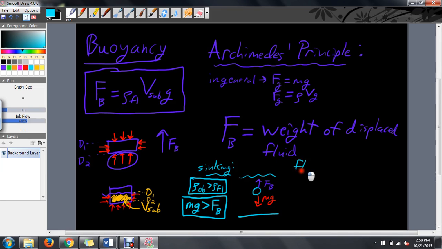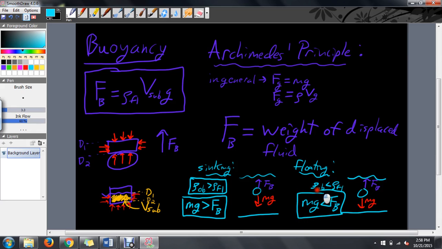Cool. And of course, floating is the opposite. Everything's the same, but we have everything flipped, meaning the density of the object is less than the density of the fluid, so it goes up, which means that the object weighs less than the fluid it displaces. So if the object weighs less than the fluid it displaces, then it flips. Cool? I hope that makes sense.